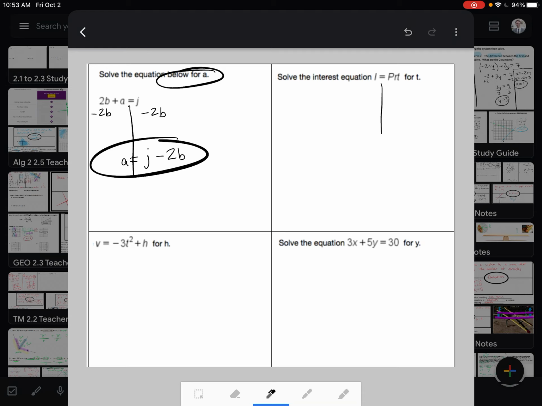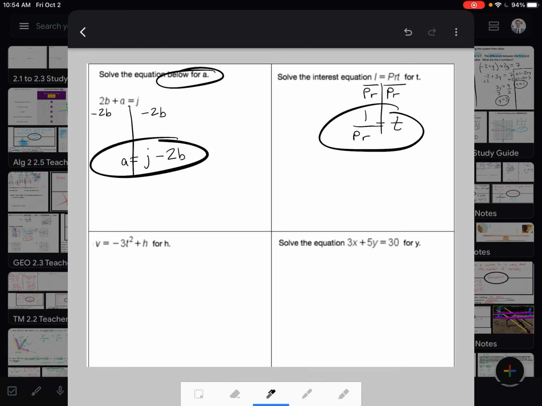P and r. So I equals PRT. So to get t by itself, we have to divide, because it's p times r times t. Divide by everything that is not t. So I'll have I over p times r equals t. And we did it, we got t by itself. That's all that we're looking for.